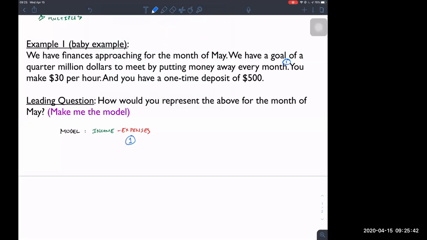And then you make $30 an hour. That's the second piece of information. That's making you money. So that's 2 right there under income. And then you have a one-time deposit of $500.